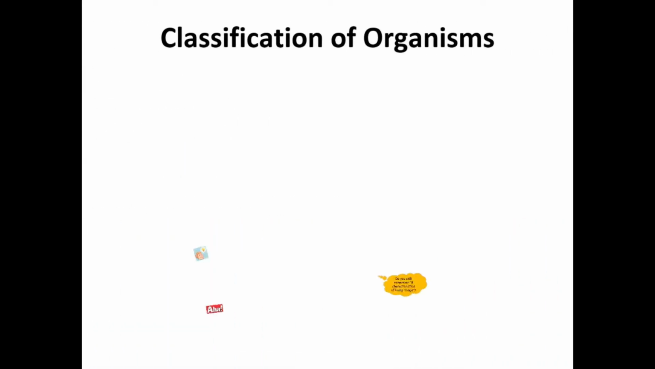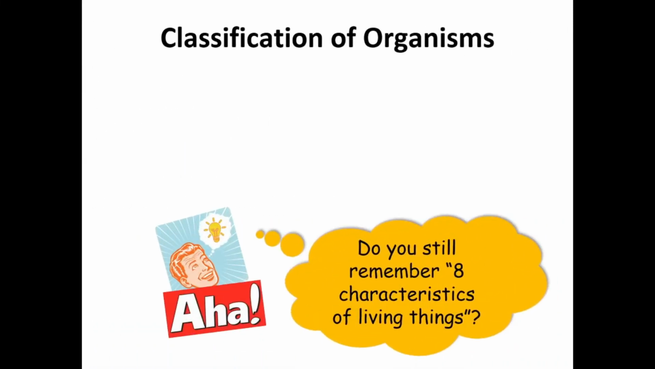Do you still remember about the 8 characteristics of living things? 8 characteristics that differentiate between non-living things and living things. Yes, we can find that living things are breathing, obtaining food, having adaptation, sensitive to stimulation, and other characters that we can find on the living things.